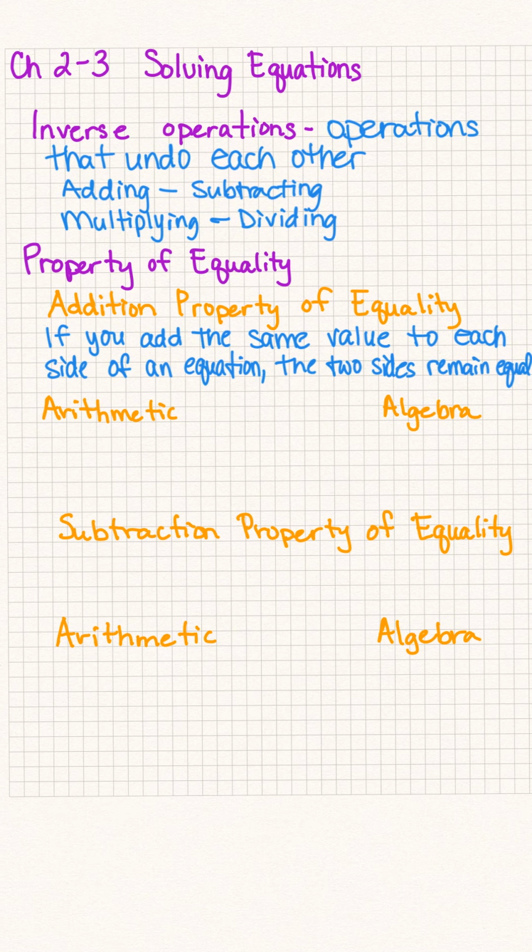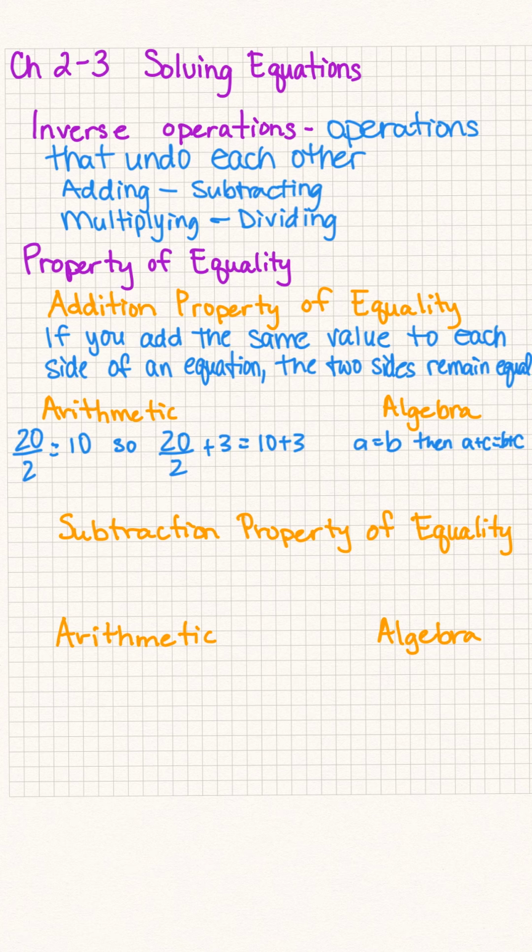Some examples of that for arithmetic would be if you have 20 divided by 2 equals 10, then 20 divided by 2 plus 3 equals 10 plus 3. In algebra, if A equals B, then A plus C equals B plus C.